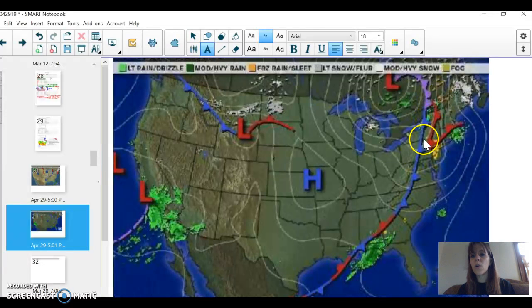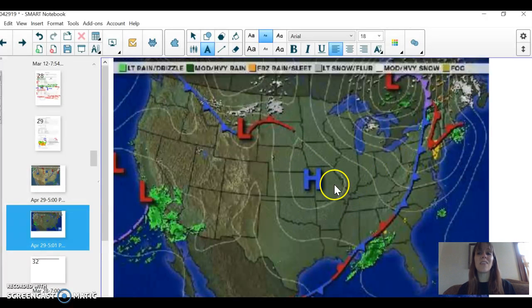Right here we've got a cold front because it's just blue triangles. So right here, this area is going to have stormy, possibly tornado-like conditions. And right here and here, we've got a warm front, which means areas here and here are going to have warmer but rainy weather. Notice once again the low and high pressure.